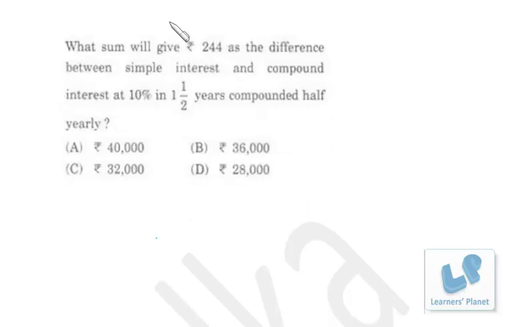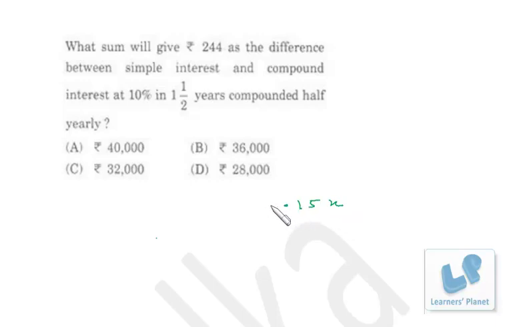Now what sum will give you rupees 244 as the difference between simple interest and compound interest at 10% in 1.5 year compounded half yearly? Okay, now I assume the amount to be x, right? Now in 1.5 year at 10% per annum, simple interest will be 15%, right? 10% for full year and 5% for half year, right? So the simple interest will be 0.15x, that is 15% of x, right?